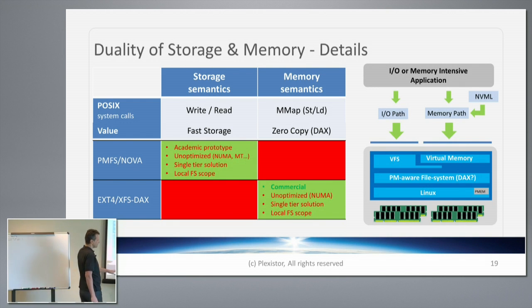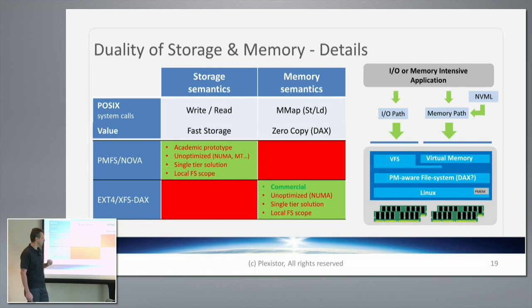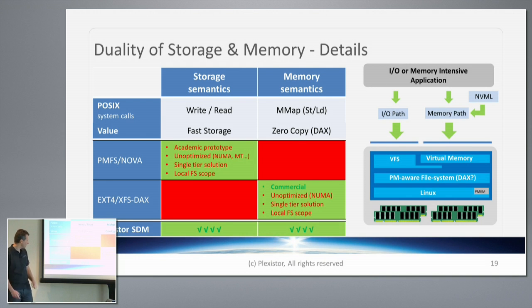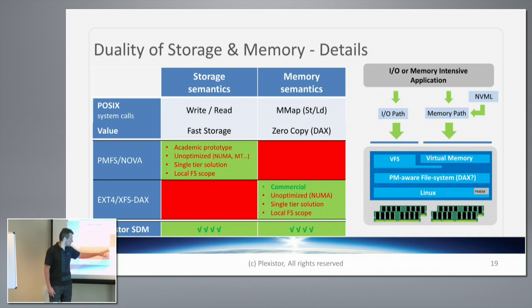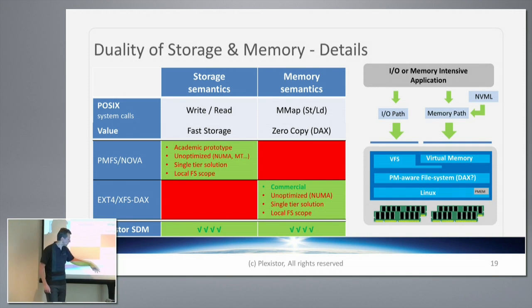And obviously, they only support one of the paths. They don't support the duality of accessing SCM through either mechanism. So Plexistor SDM basically allows both of them. You can access the same device, even the same data, not just the same device. You can have two processes, one of them using that data as an I/O path, and the other process using the exact same data, the exact same bytes, in a memory path. And obviously, it's a commercial implementation. Otherwise, we wouldn't be here.